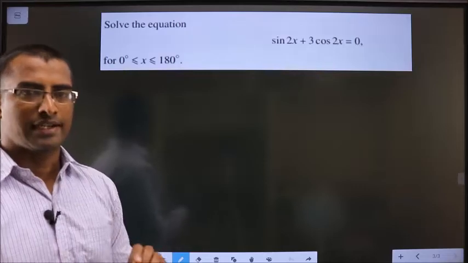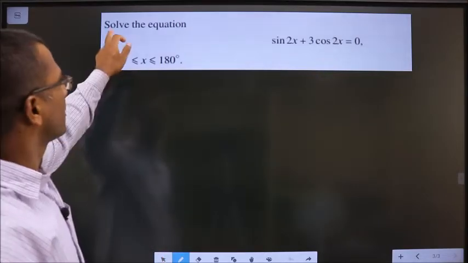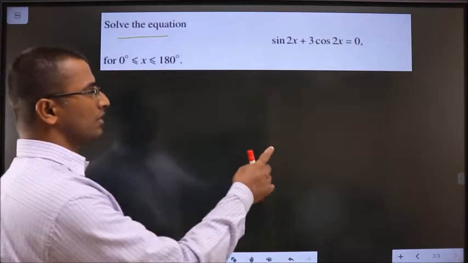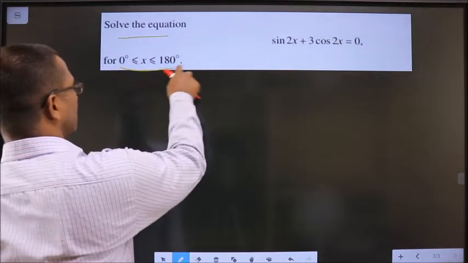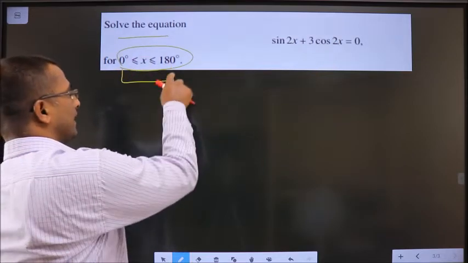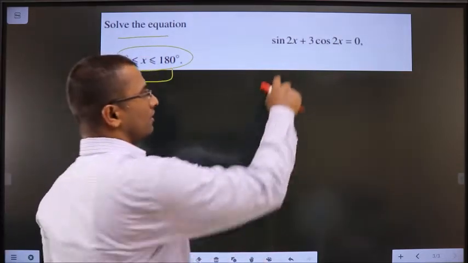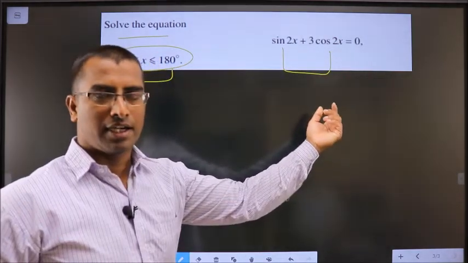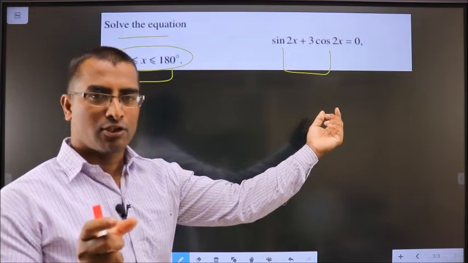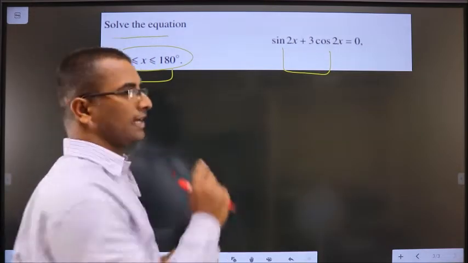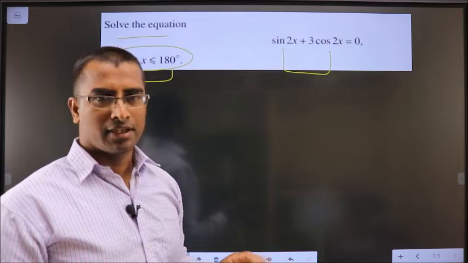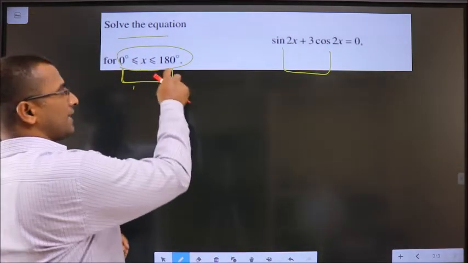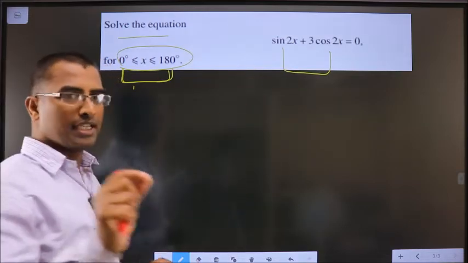Let us solve this trigonometry sum. Solve the equation sin 2x plus 3 cos 2x equal to 0 for x lies between 0 and 180. You need to find the values of x satisfying this particular condition, and the x value should lie between 0 and 180. Clear with the question?